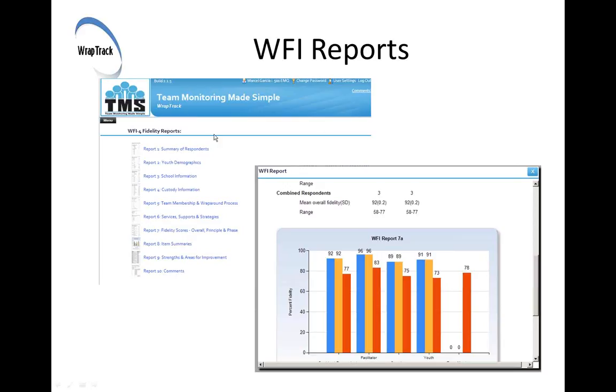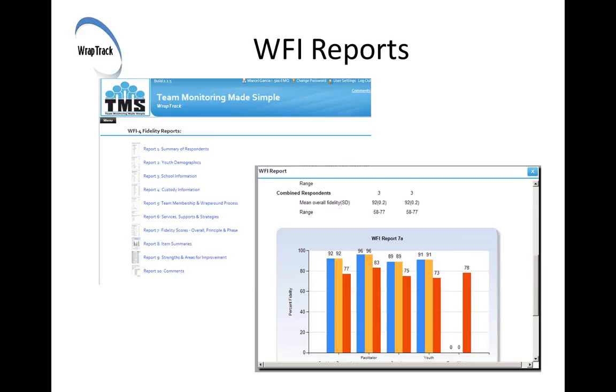Reporting, similar structure. Some of the reports have been expanded upon in terms of moving youth demographics and school information into separate reports, and some have been condensed. So, for example, the strengths and areas of improvement section are now all in the same report. So that's why you only see 10 listed here for WIFI, and we've done the same for TOM, so just make a note of that.